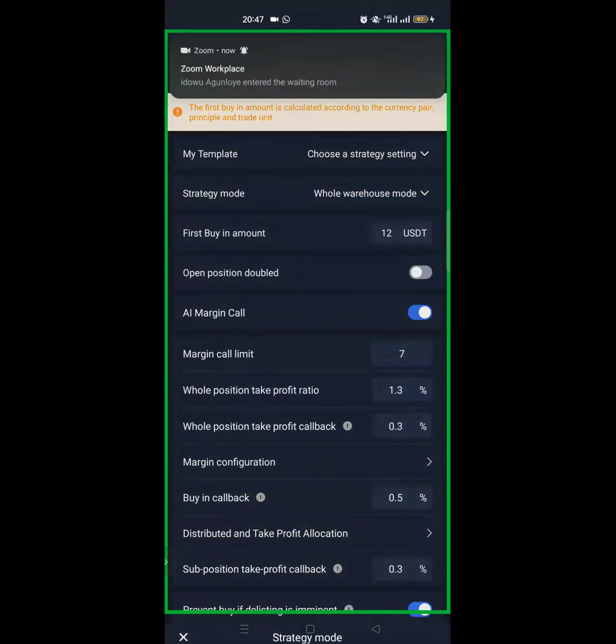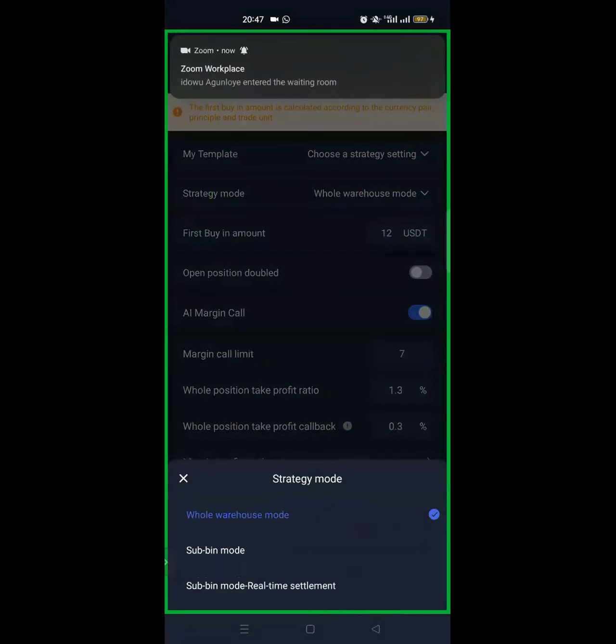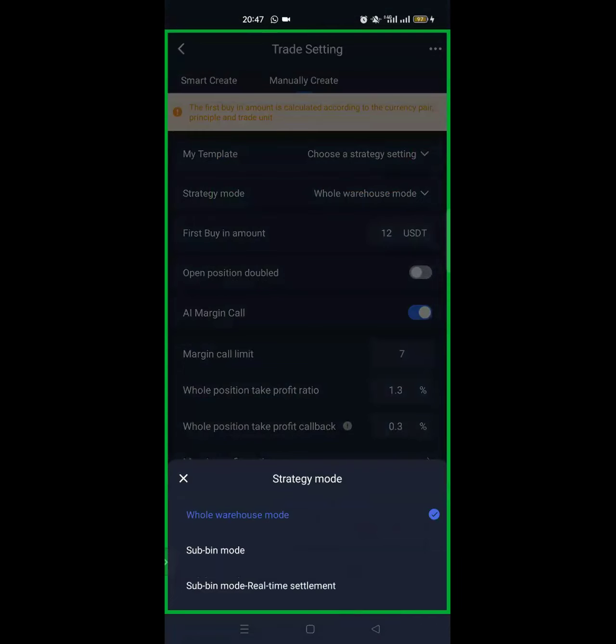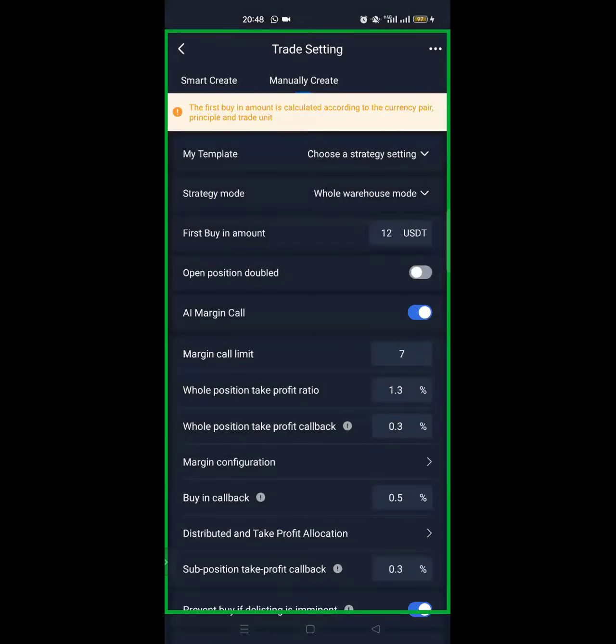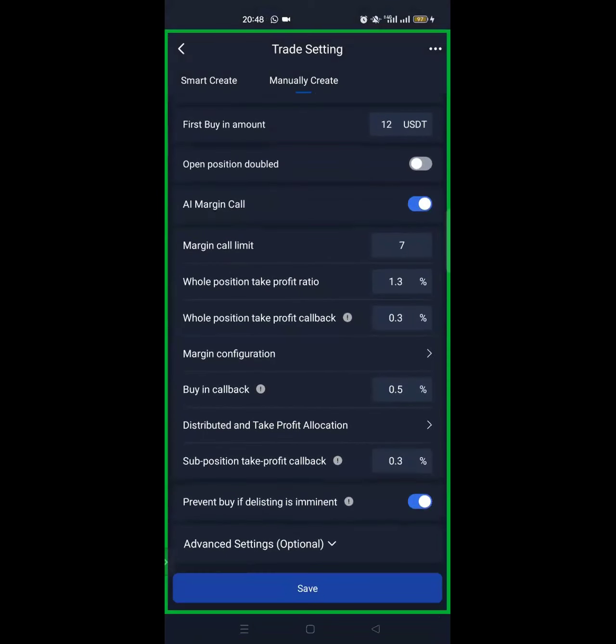And now the next one is strategy mode. And this has three modes. It has the whole warehouse mode, the sub-bin mode, and the sub-bin mode real-time settlement. I think I'll be doing a topic on this on its own, so I'm not going to go into this mode. I'm going to just be doing a topic on its own some other time. So let's go into first buy.